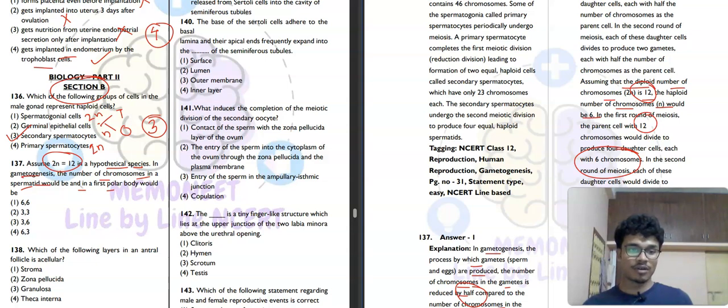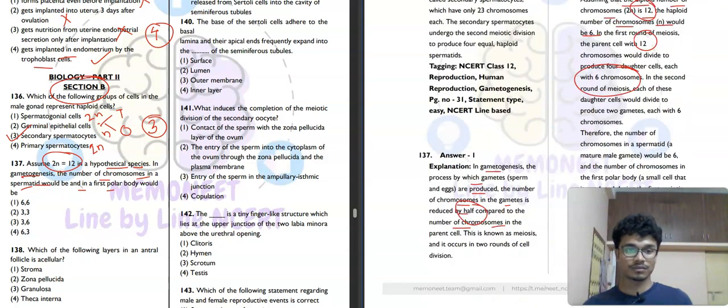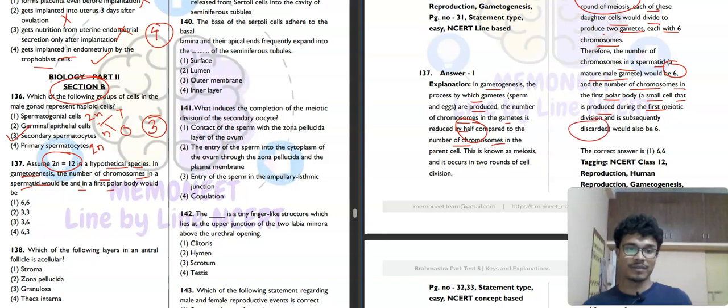In the second round of meiosis, each of these daughter cells would divide to produce 2 gametes, each with 6 chromosomes. Therefore, the number of chromosomes in a spermatid, a mature male gamete, would be 6, and the number of chromosomes in a first polar body, a small cell produced during the first meiotic division and subsequently discarded, would also be 6. That's why the first option, 6 and 6, will be our correct answer.